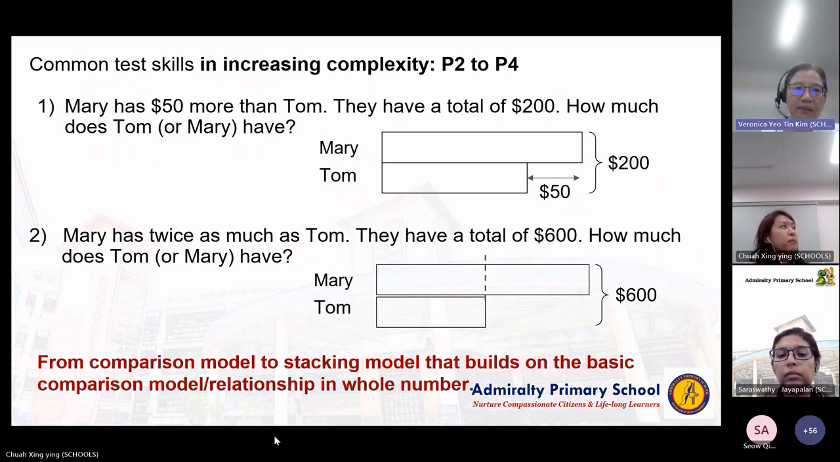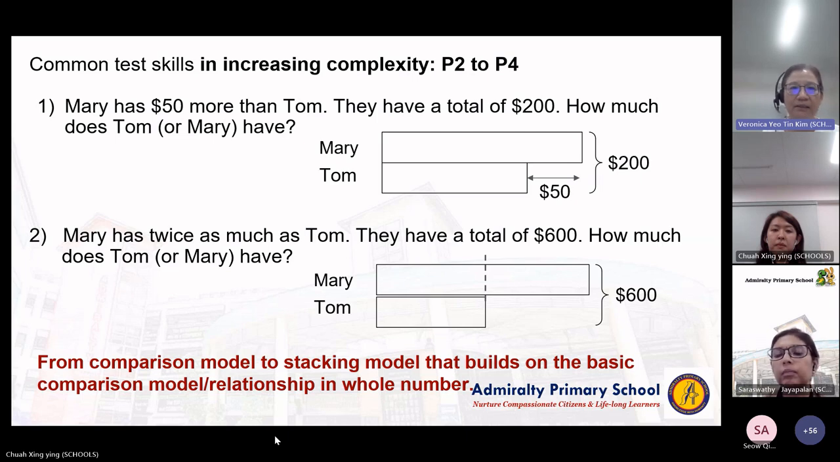Okay, so these are some of the common questions that we have in terms of the model drawing. I will not draw it out for you, but I think you can see these are basic comparison models, which my colleague will walk you all through later on. Mary has $50 more than Tom, a total of $200. How much does Tom or Mary have? This is a basic P3 item. It's very commonly found in P3 worksheets, workbooks and textbooks.